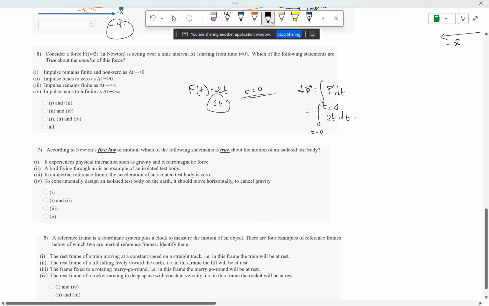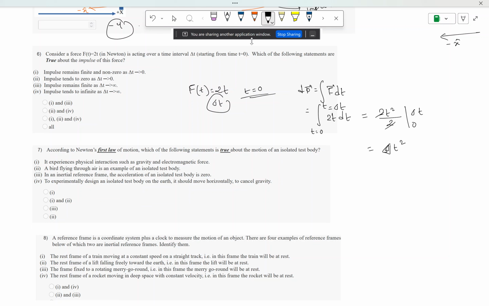So this will be your integration limit. Now if you simply do the integration, this is basically 2t squared by 2 from 0 to delta t, so this is basically delta t squared. Since the integrand is 2t dt, that is 2t squared by 2, and from 0 to delta t, it is simply delta t whole squared. So now the impulse, you have to choose from the 4 options.